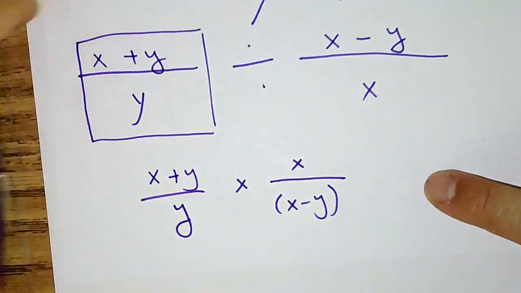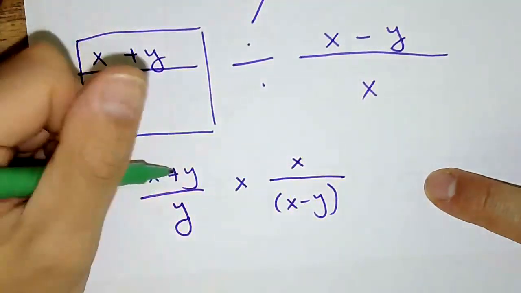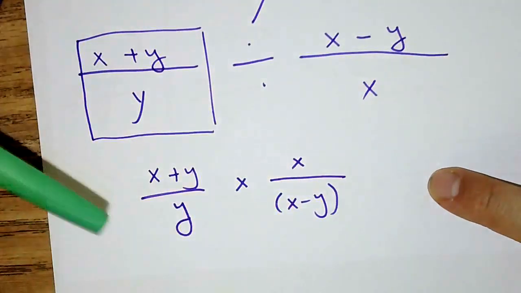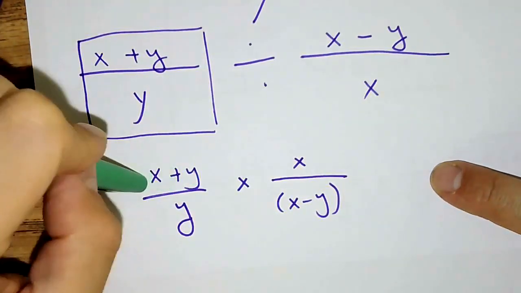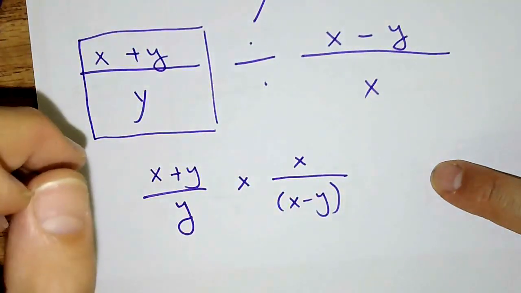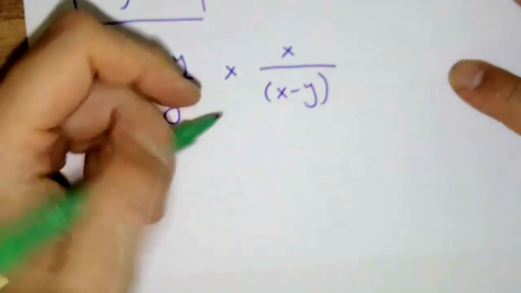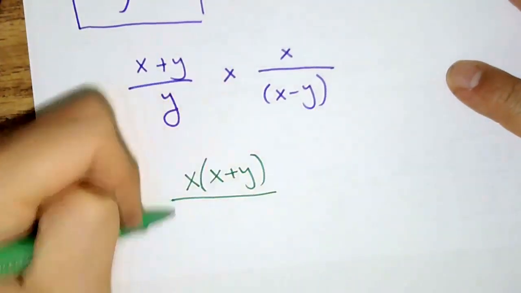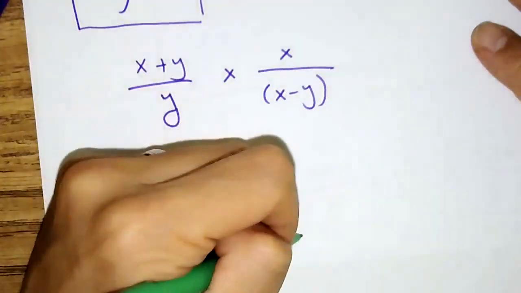I cannot start, oh, I see a y, I see a y. I see an x, I see an x, right? I cannot cancel out those guys because this y is connected to this x, and this x is connected to this negative y, okay? So I can't really cancel anything out, so that's my answer. It's just going to be x times x plus y over y times x minus y, okay?